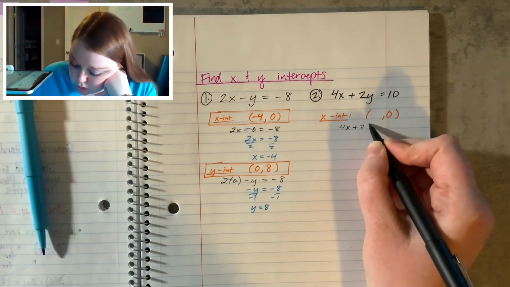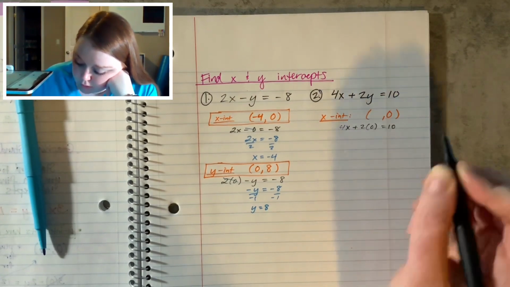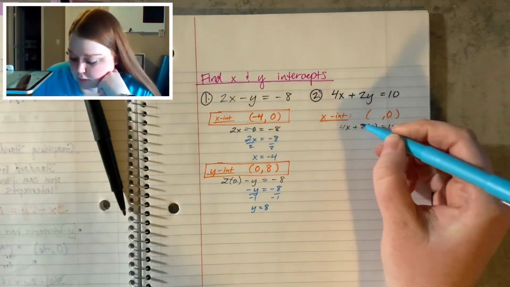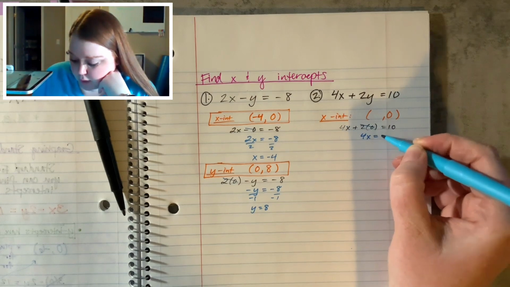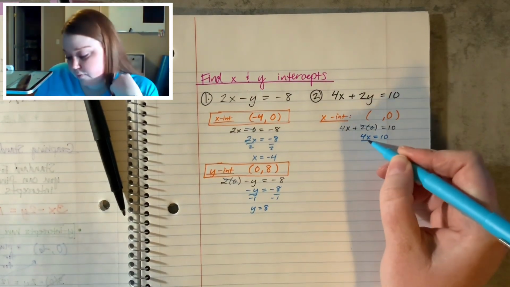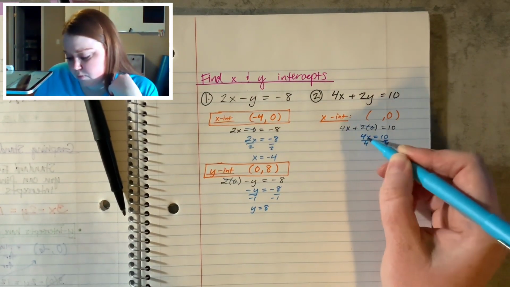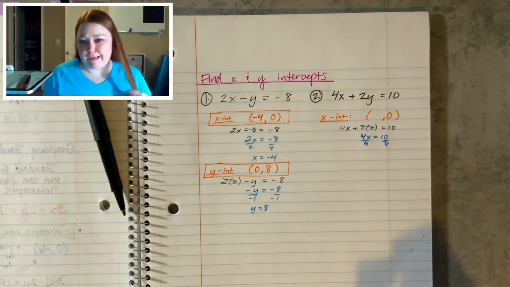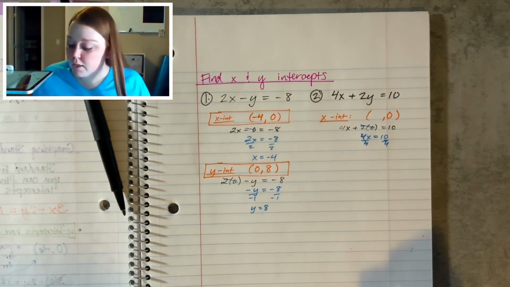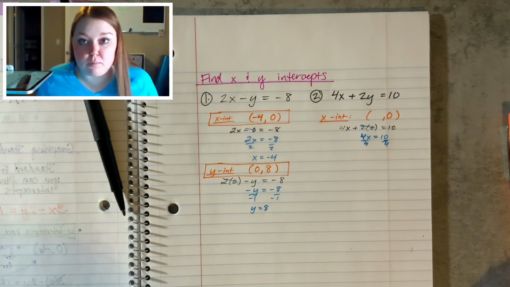4x plus 2 times 0 equals 10. 2 times 0 is nothing. So really we're looking at 4x equals 10. Divide by 4, and you go, Ms. Meineke, we can't do that. 4 doesn't go into 10. You know what? It's not going to be a whole number here.